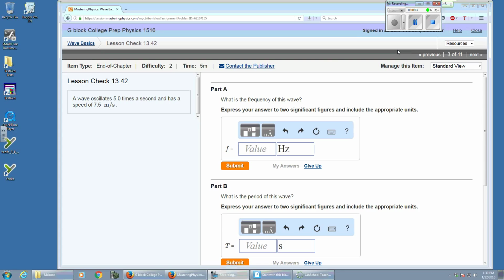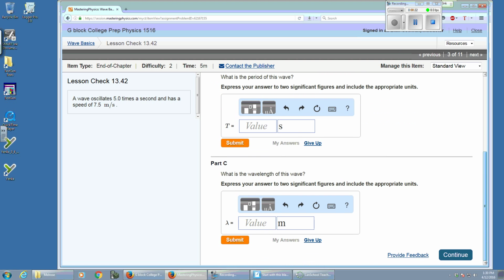Right, so we're going to start with 13.42. A wave oscillates 5 times a second and has a speed of 7.5 meters per second. What is the frequency of this wave? What is the period of this wave? What is the wavelength of this wave?